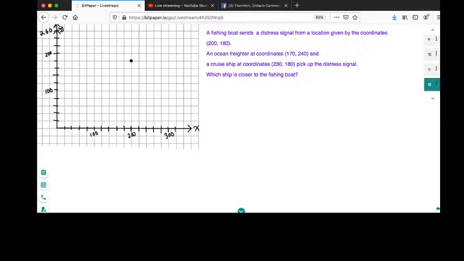Now the ocean freighter is at 170, 240. So that's 20, 40, 60, 80. So right here, and 240, which is here. Cool. And then my cruise ship is at 230 and 180. So that is right here.